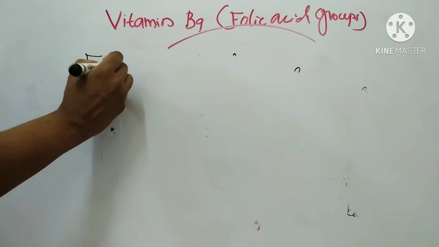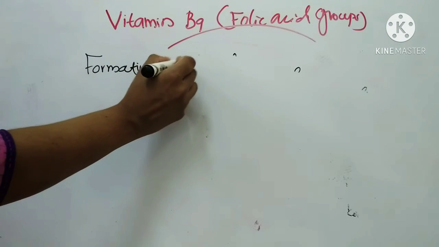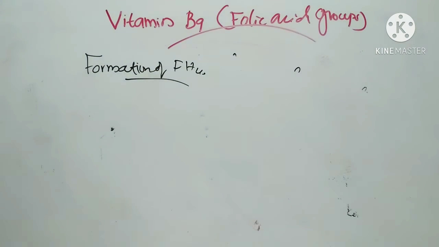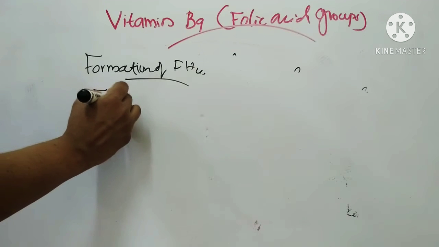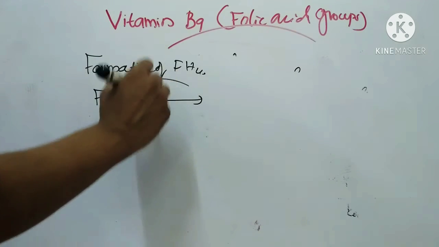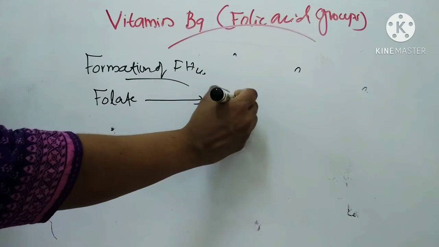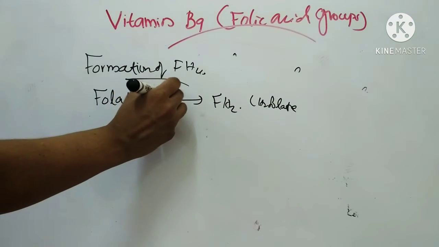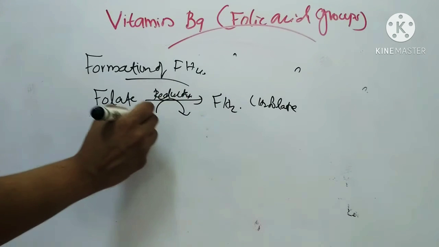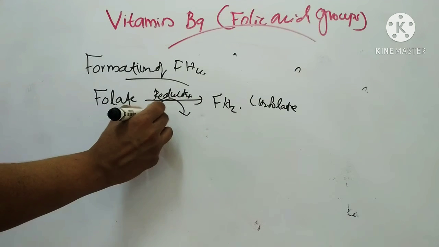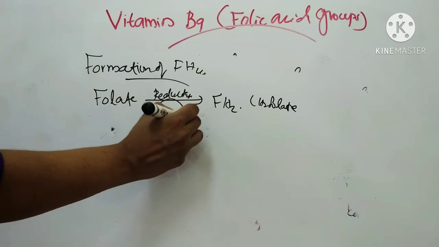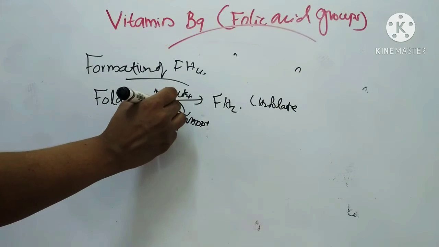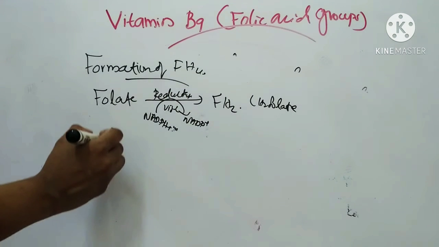Formation of FH4. This folic acid is first reduced to 7,8-dihydrofolic acid. Folic acid or folate is reduced to 7,8-dihydrofolic acid or FH2 or H2 folate by the enzyme reductase. Here NADPH plus H plus is converted to NADP plus. Here one molecule of vitamin C is required. This is the first step.